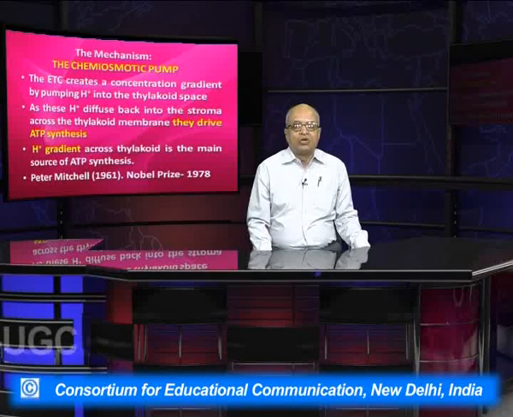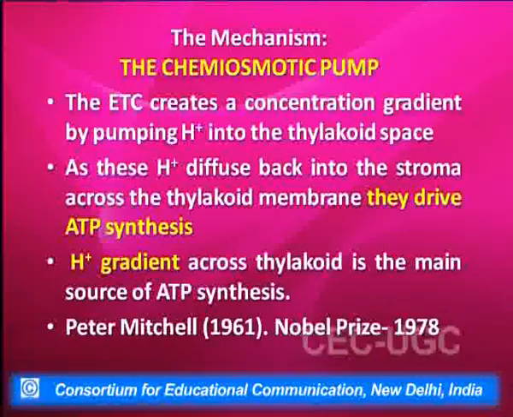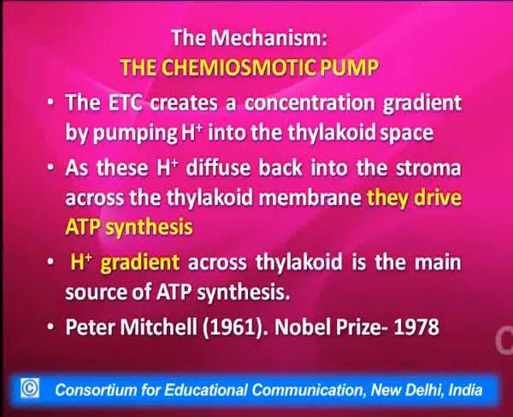The story for the mechanism was unfolded by a scientist, Peter Mitchell, who in 1961 gave the famous chemiosmotic coupling hypothesis. I believe, like all other great scientists, his work was also ahead of its time and perhaps was not appreciated at that particular moment. What he said was that the electron transport chain creates a type of concentration gradient by pumping the protons into the thylakoid space. This is exactly what we have been discussing for some time now.